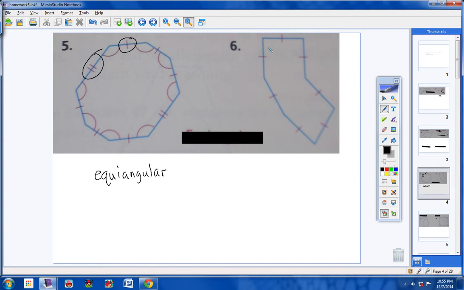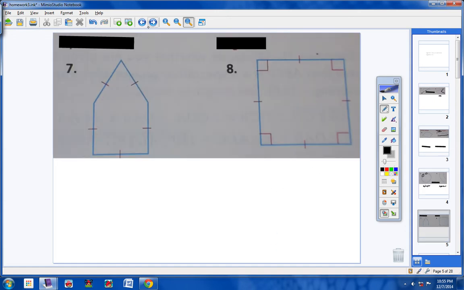Number 6. Are all the angles equal or congruent? Well, we don't know, but we're going to assume they're not. Notice all the sides are congruent. So if all the sides are congruent, we call that an equilateral polygon. Alright, moving on to number 7. Notice here all the sides are congruent, so we call this an equilateral triangle.